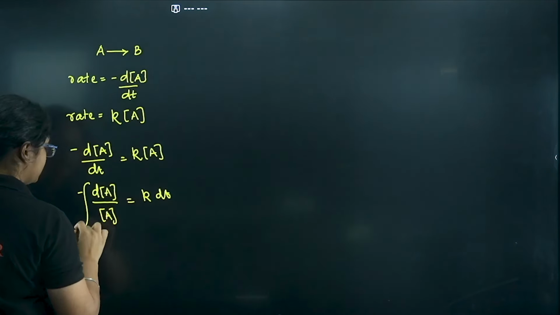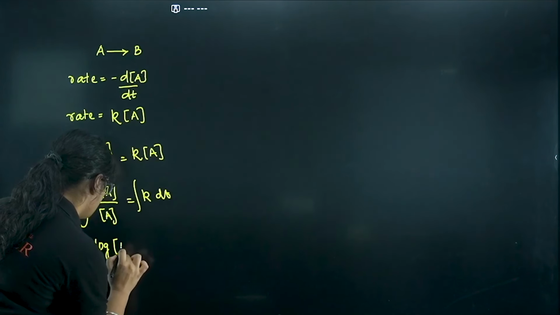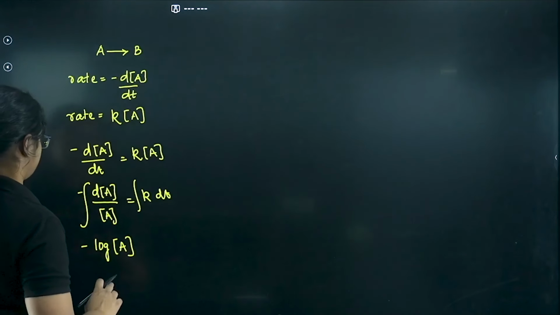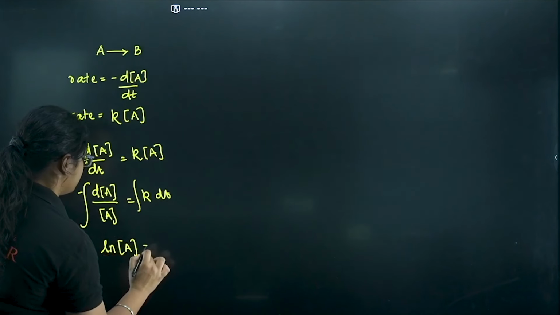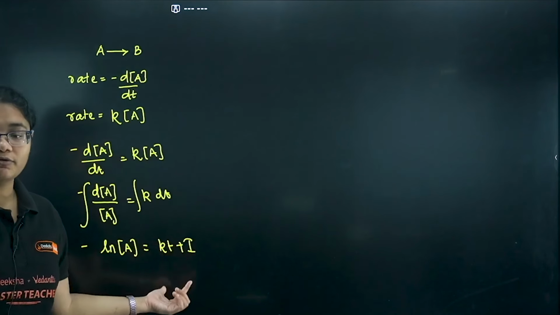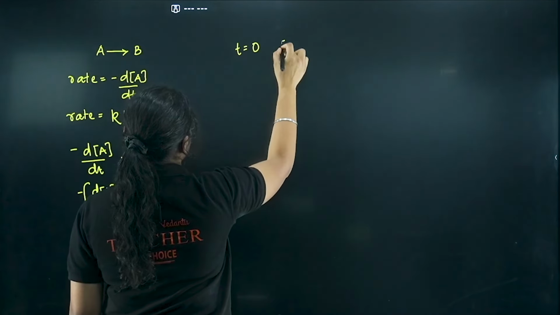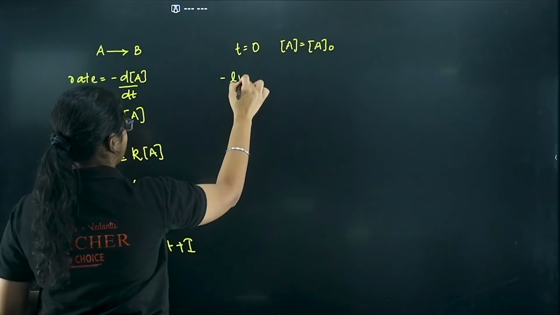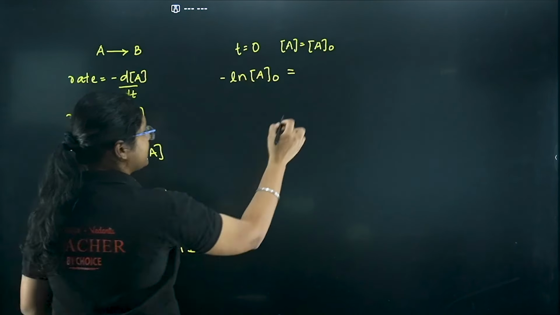Now I can take integration on both sides. So minus dA by A is equal to minus ln A. Okay, so it is actually ln A. You will get here, just a minute, minus dA by A, you will actually get ln of A. And here I will get Kt plus I. Now the next thing is to find the value of I. For that, you have to assume that at time equal to 0, the A value is equal to A naught.